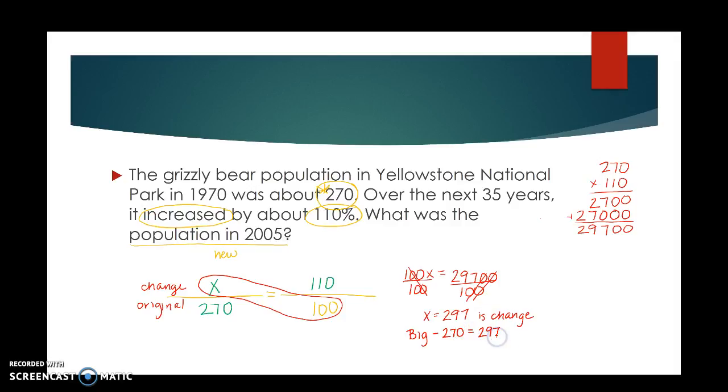So 297. So if I'm saying the big number minus 270 equals this, then this plus 270, right, equals the big number. So I'm going to do 297 plus 270. 7 plus 0 is 7. 9 plus 7 is 16. 2 plus 2 is 4. Plus 1 is 5. So the big number equals 567. All right. So now do we have our answer?